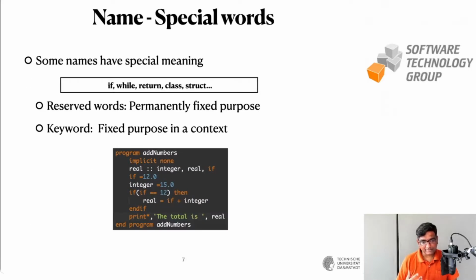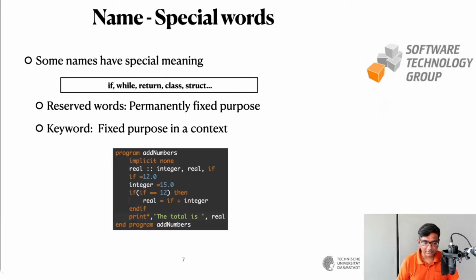And as I mentioned, another factor to consider when using names is special keywords. Some special words are words that have special meaning. For example, here, if, while, return, all of them have different meanings, and they are dedicated meanings provided by your programming languages to these names.